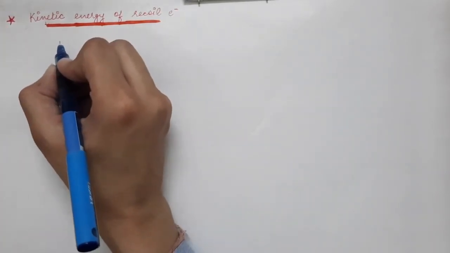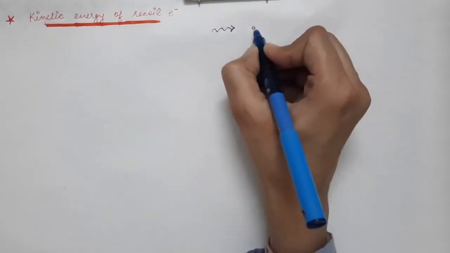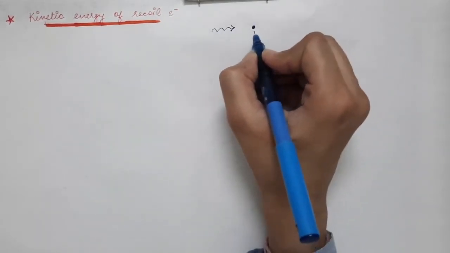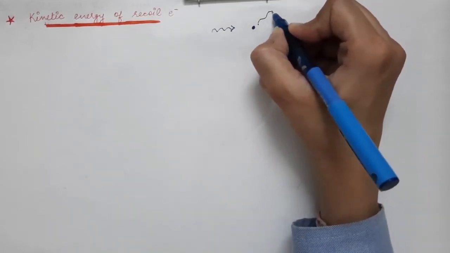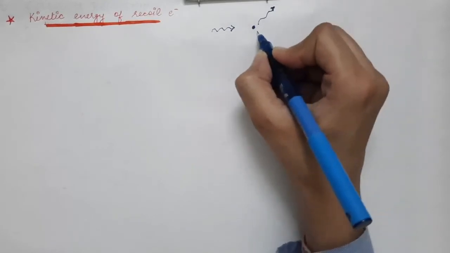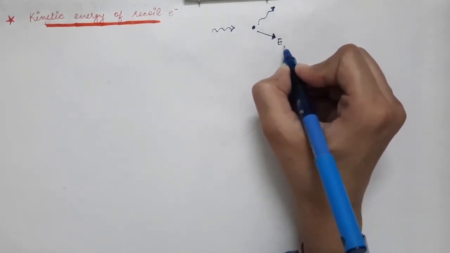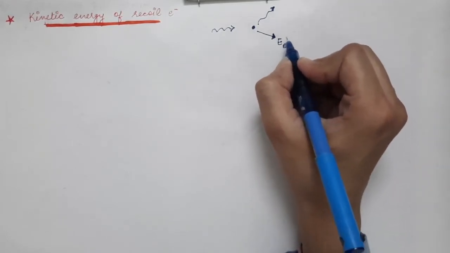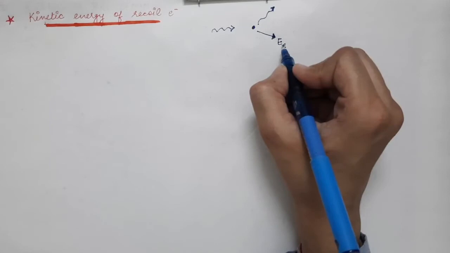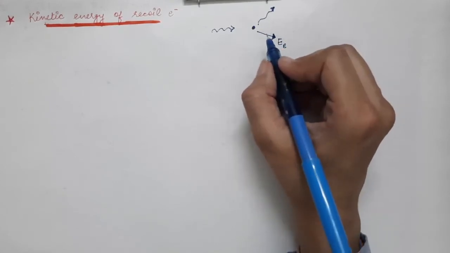So in the case of Compton scattering, what do we have? We have an incident photon. It falls on a free electron. So the photon gets scattered and the electron has some energy. Let's say the energy of the electron after the interaction is E_e. So this is the total energy. This energy is composed of the kinetic energy of the electron as well as its rest mass energy.